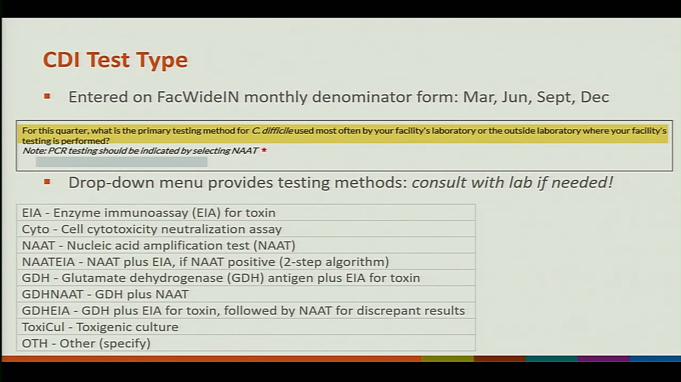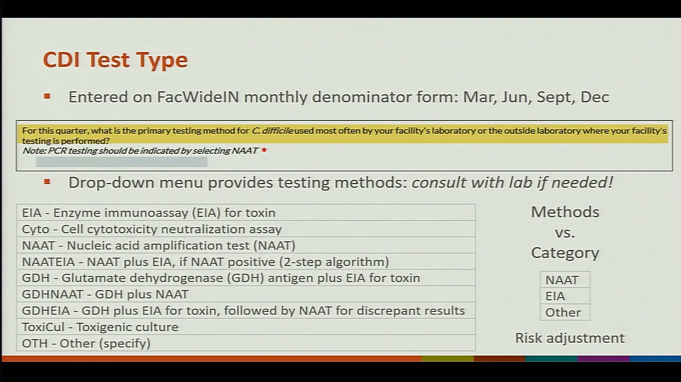In this drop-down, you will find a mix of single-step and multi-step testing algorithms. The options displayed on the screen, again, are the testing methods, whereas the options that Lindsey previously presented are the risk adjustment categories. So you're going from the CDI test type methods, and when we're talking specifically about the SIR models, we're talking about the CDI test type risk adjustment.